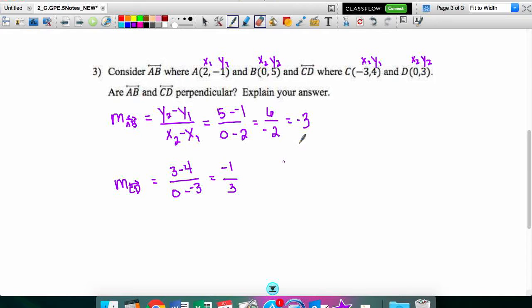So let's compare these two values. Are they opposite reciprocals? Well, actually, they are reciprocals because 3 flipped is 1/3. But they are not opposite signs because they're both negative. So these are not parallel. So we would say AB and CD are not parallel, not perpendicular.